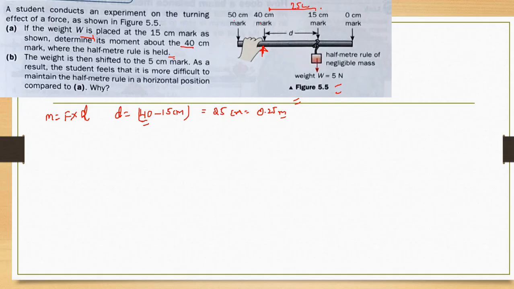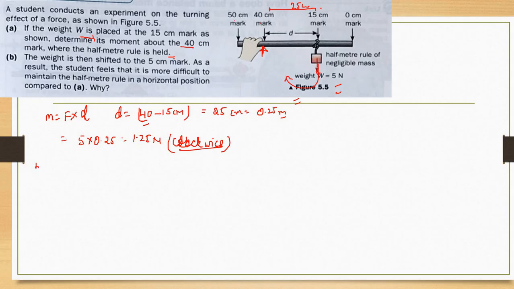Okay, so now you have to just multiply with the force. The force, they have already given you, the weight, which is 5 Newton, multiplied by 0.25, which will be 1.25 Newton meter. And what will be the direction? Since the force is downward, it will try to move in the clockwise direction. So it will be the clockwise direction. You should always write the direction because it is a vector quantity. If you just leave the answer without putting the direction, it is wrong or the marks will be cut.